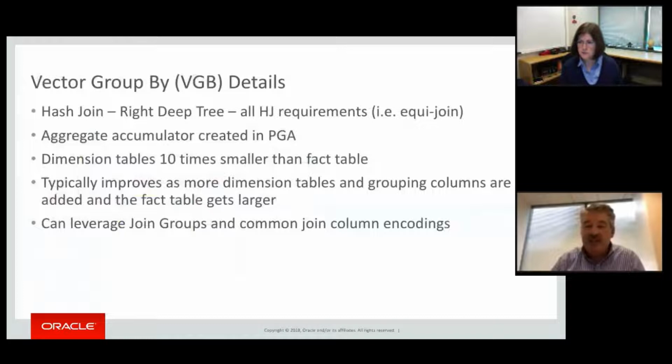So if we have join groups against our dimension tables to our fact table, our common encodings of those, or dictionary symbols, if you will, can be leveraged to save additional work and not having to rehash any of the join columns.